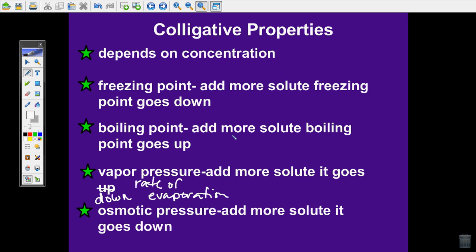This is why people that live in cold places, where the water freezes on the roads, sprinkle salt down, because it will drop the freezing point of water, meaning that water has to freeze at a much lower temperature so the roads don't freeze over.